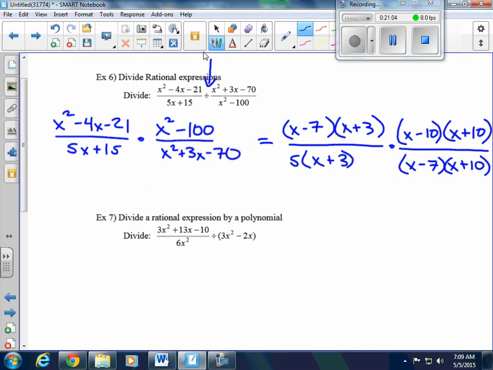Well, we have an x plus 3 and an x plus 3, an x plus 10 and an x plus 10, an x minus 7 and an x minus 7. And so our answer is going to end up being x minus 10 over 5. And that would be our answer in simplified form.